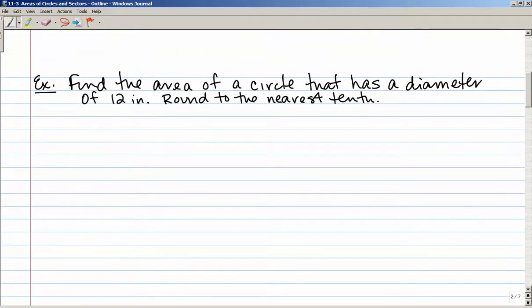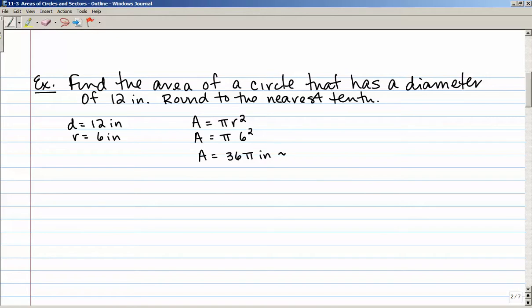Find the area of a circle that has a diameter of 12 inches and round it to the nearest tenth. So if my diameter is 12 inches, the diameter goes all the way across the circle, so my radius is going to be 6 inches. Formula for the area of a circle, pi r squared. So my area is equal to pi times 6 squared, or 36 pi inches exactly, or plugging that into my calculator, I get that the area is approximately 113.1 inches squared. Oops, forgot the squared on there. Inches squared.